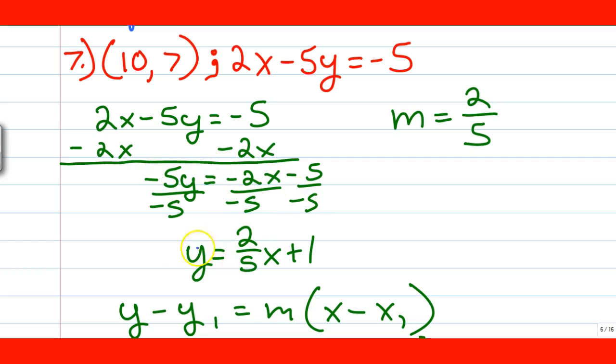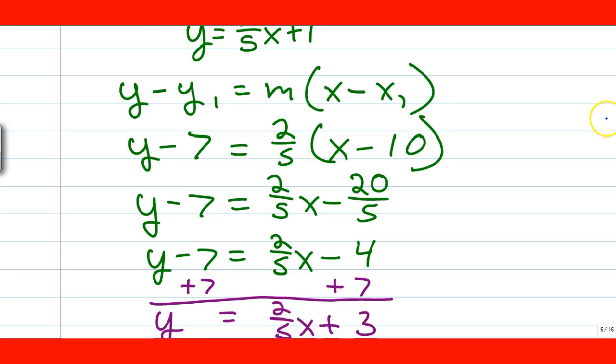So once we clear it up, a negative 2 divided by a negative 5 makes a positive 2/5 x. A negative 5 divided by a negative 5 makes a positive 1, or plus 1. So the slope of this line is 2/5. That means that the slope of our line is 2/5. So now we can use the point-slope formula, y minus y sub 1 equals m times x minus x sub 1. We're going to plug the point in that they gave us and the slope that we just found.